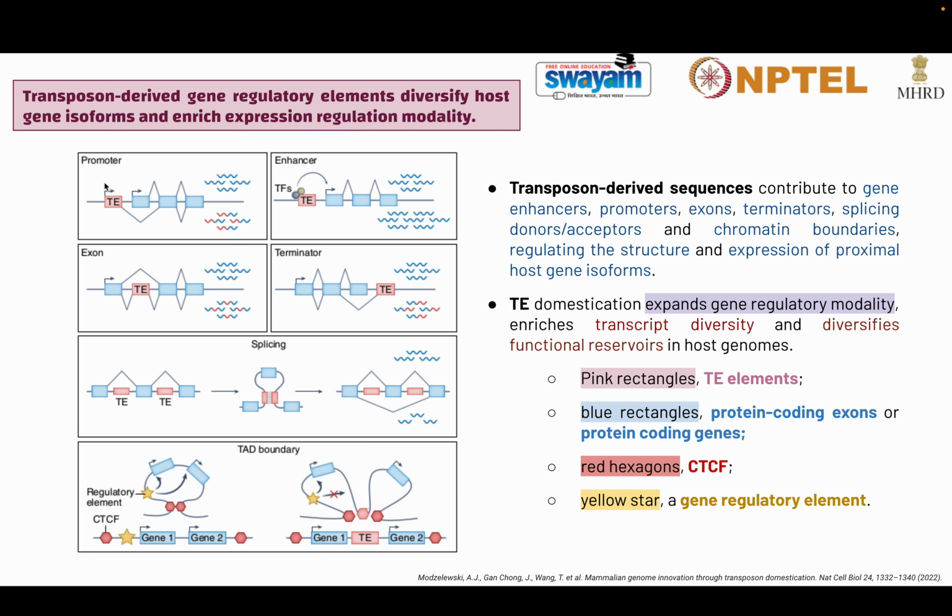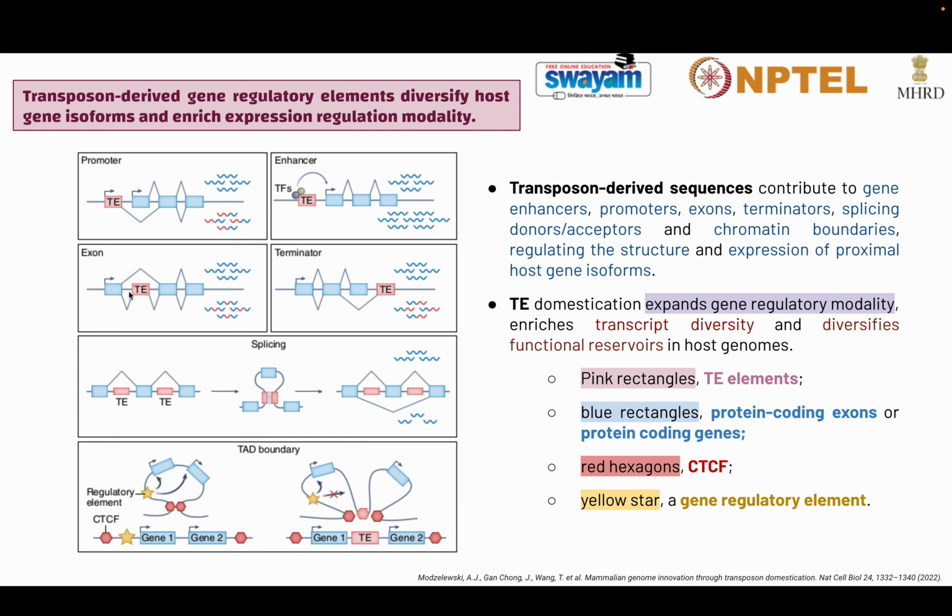So these are the cases when the transposable elements are acting as a promoter. Now, if they are acting as enhancers, they will allow the transcription factors to bind and they will regulate the expression. For example, previously only four proteins were expressed, but now multiple proteins are expressed. So it is enhancing the expression of this particular mRNA.